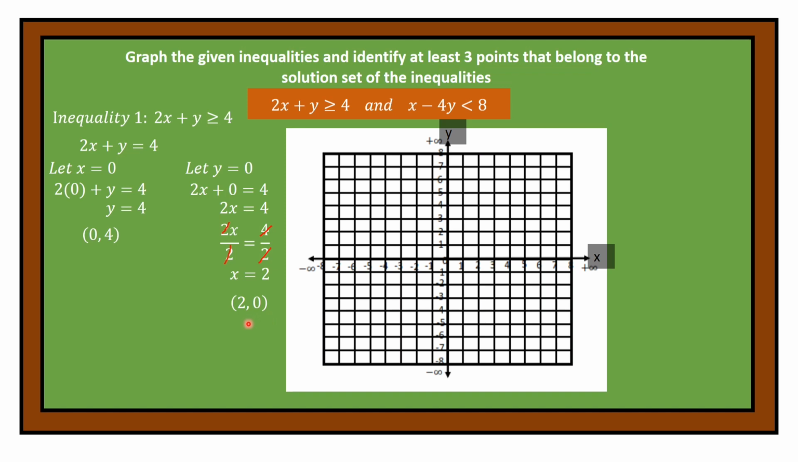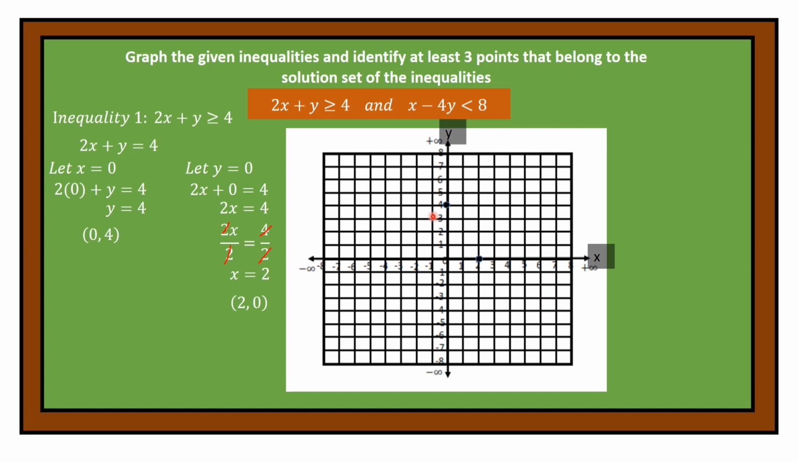Ito yung ating x-intercept. So, since meron na tayong x and y-intercept, pwede na nating i-plot ang points sa ating Cartesian plane. So, ang 0, 4 ay matatagpuan sa y-axis. So, we have here 0, 4. At ang 2, 0 naman ay nasa x-axis. So, 2, 0. Since meron na tayong 2 points, pwede na natin i-connect using a line.